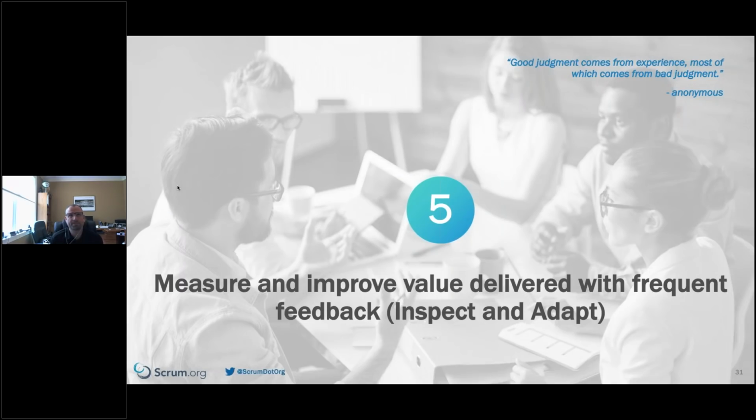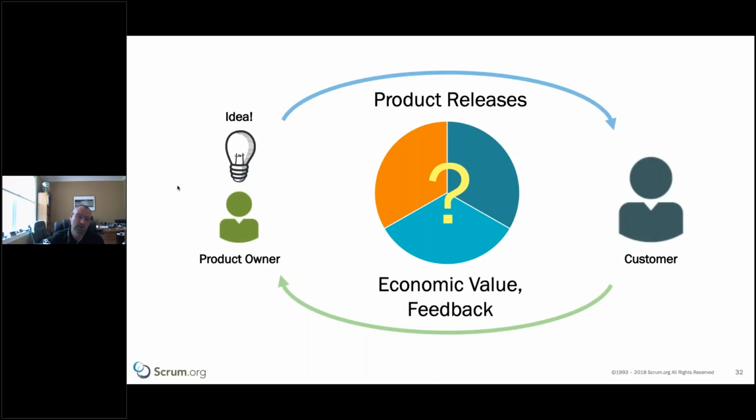So number 5, we need to continually inspect and adapt. We need to improve. We need to improve what we're doing, how we're doing it, even why we're doing it. So we have that idea. That idea can come from a product owner. It can come from the CEO. It can come from customers, whoever and wherever that idea comes from. But that product owner now takes ownership of that idea. And they work with the customer to continually get that feedback, to make sure we're delivering economic value to the customer, or value to the customer, which then provides back to the organization that economic value.